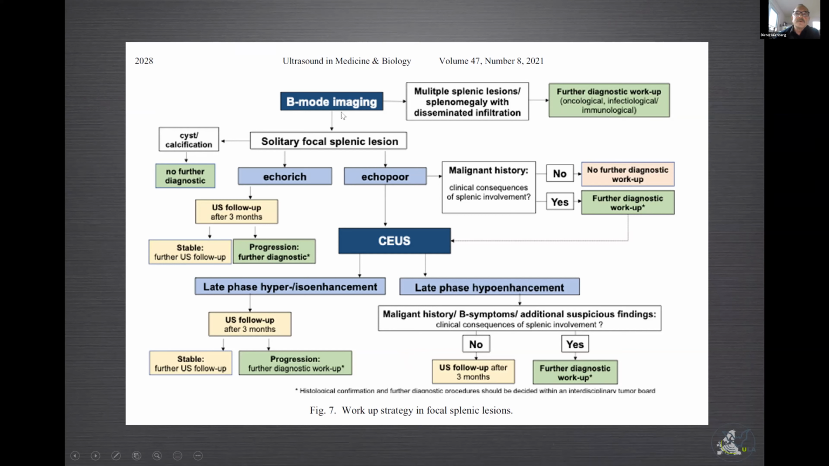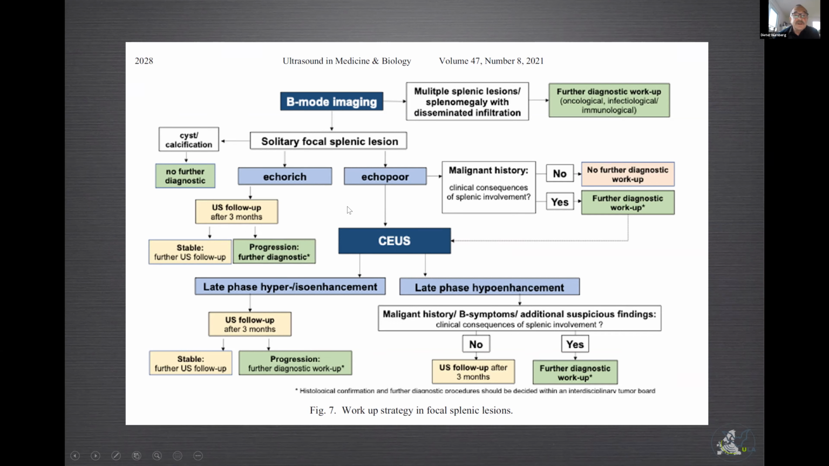They recommended, if you see multiple splenic lesions, you need further diagnostic workup. You have to think about lymphoma, sarcoidosis, abscesses, whatever. If you have a solitary splenic lesion, then you have to differentiate if it's a cystic one, and then no further examination, no further diagnostic. And also, if it is an echo-rich solid lesion, then they recommended a follow-up. You can see that here. But if you have a progression, then you need more diagnostic.